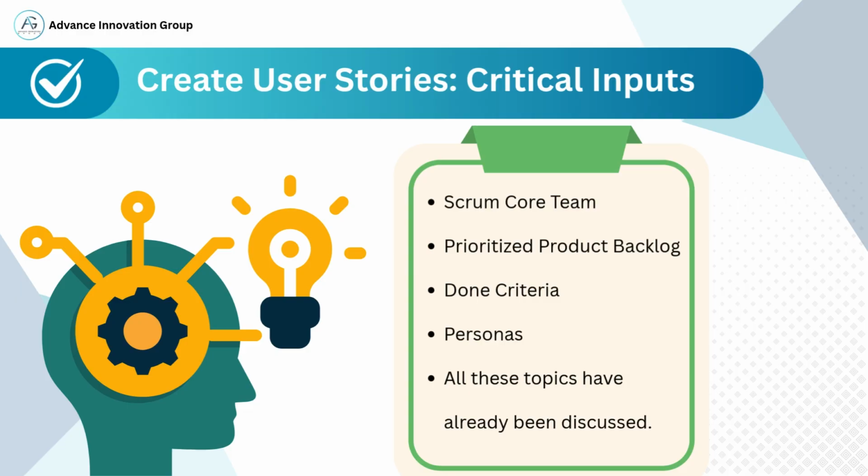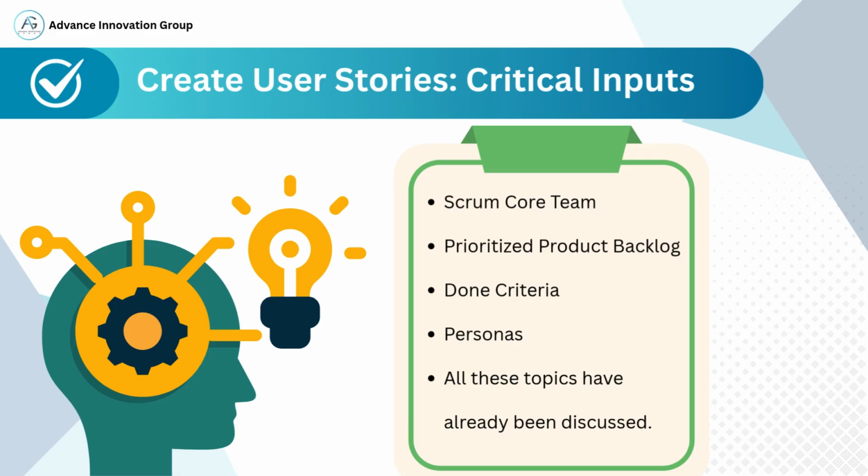Done criteria. This is a clear, predefined standard that helps the team understand when a user story can be considered complete. It ensures consistency and quality. Personas. These are fictional representations of the end users. They help the team empathize with real users and write user stories that are user-centric and value-driven. Each of these inputs plays a vital role in producing meaningful user stories that contribute toward delivering value through each sprint.